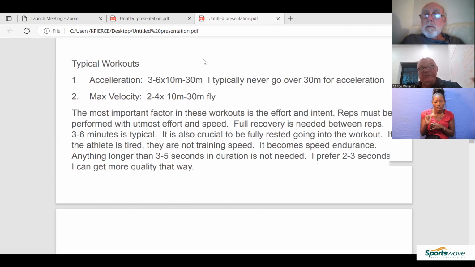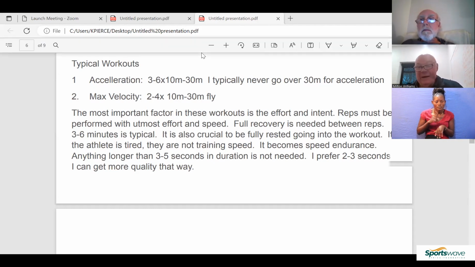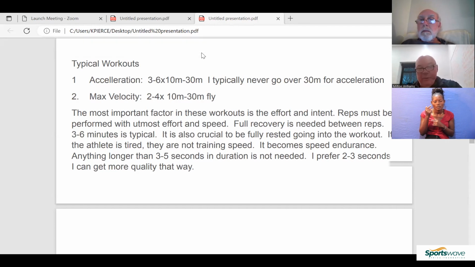Max velocity, which is your top end speed, is 2 to 4 reps. For acceleration, 3 to 6. The acceleration is not quite as demanding. Max velocity is a demanding session. And if you don't believe it, put a laser timer on them. By the second or third rep, they're starting to fatigue. At that point, I cease the session. This is not about endurance for me. It's about speed. I want everything firing at that point.